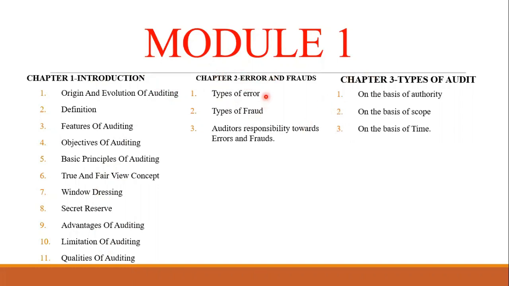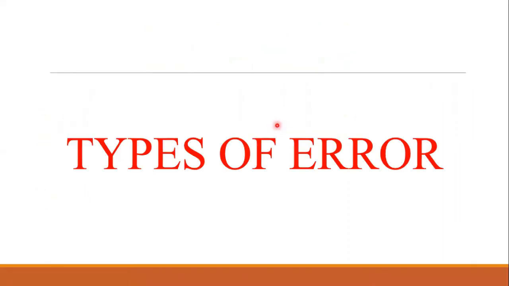Under second we have types of errors and fraud, and the responsibility towards errors and fraud. First, we are going to start with what are the types of errors. First of all, can anyone tell me what do you mean by errors? Do let me know what is the meaning of error.